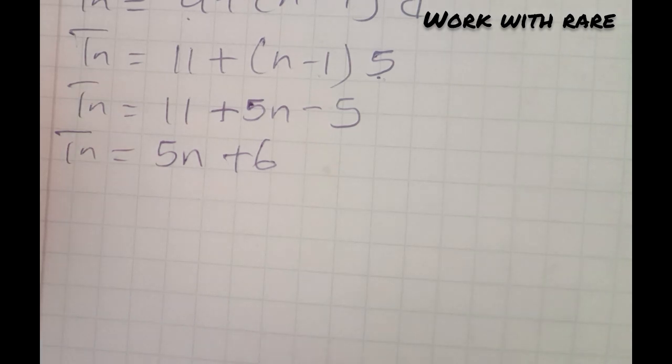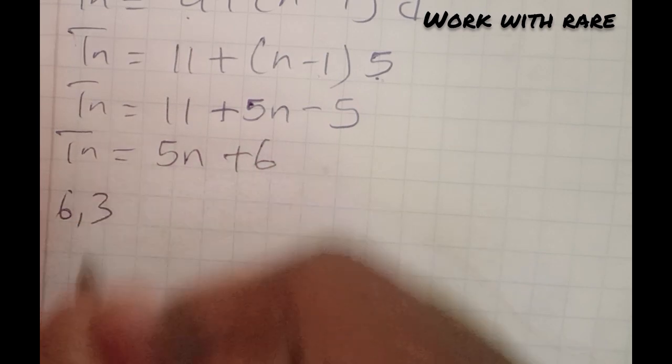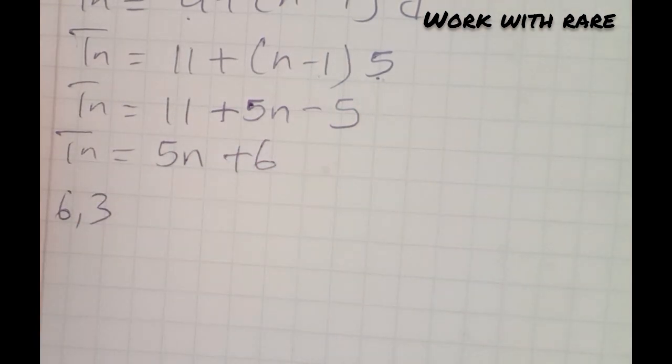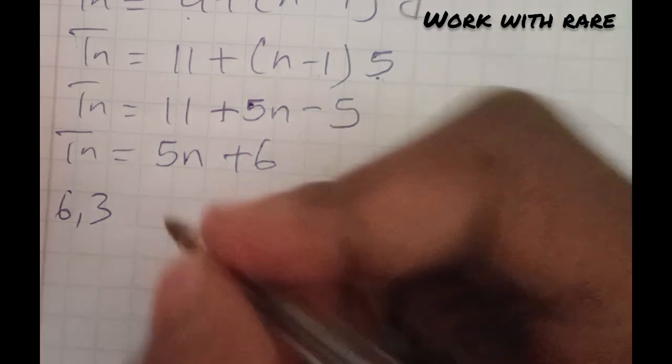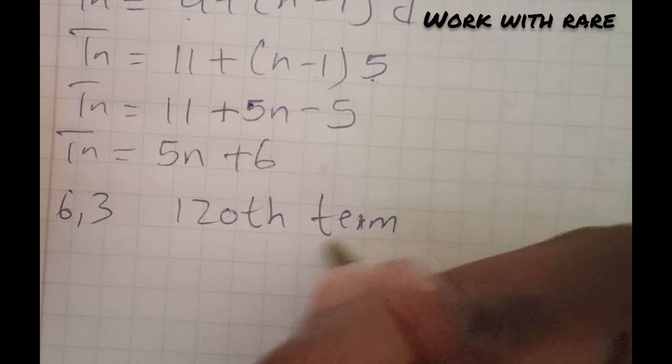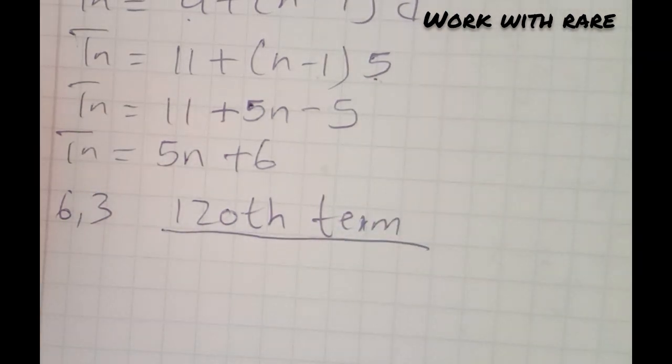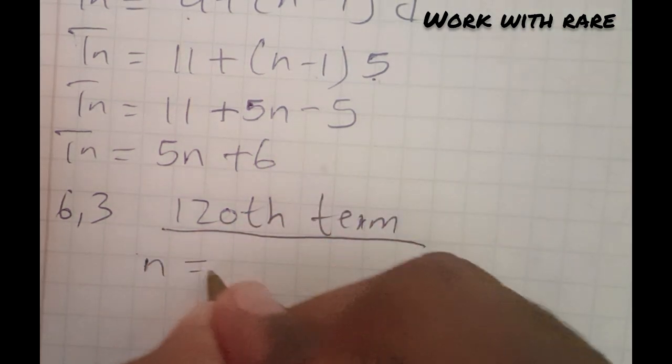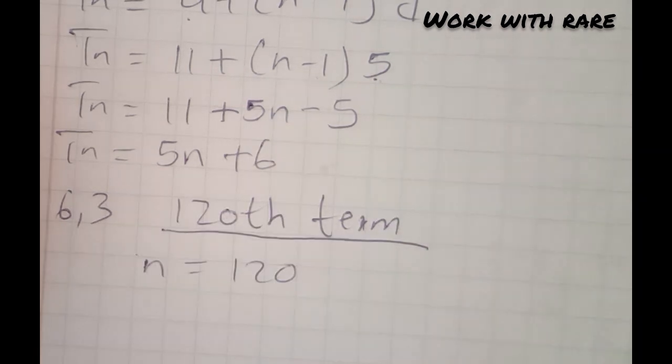6.3, it says, what is the value of the 120th term of that sequence? That sequence of 11, 16, 21. We are still in the same question. When you are told that you should calculate the 120th term, actually any term, that means you should take that number as n. So here we'll take our n as 120.